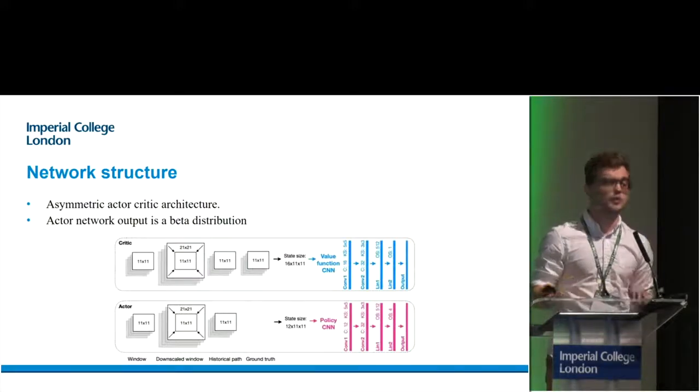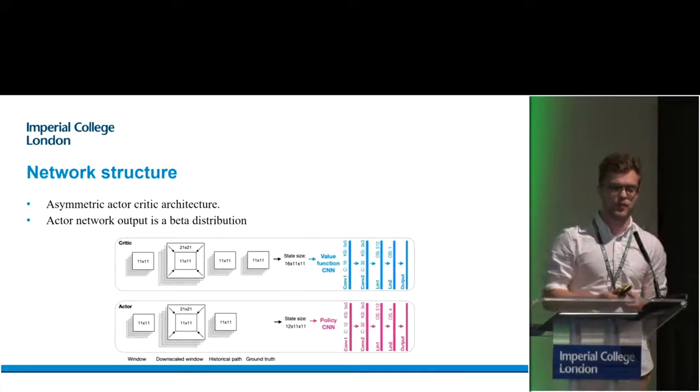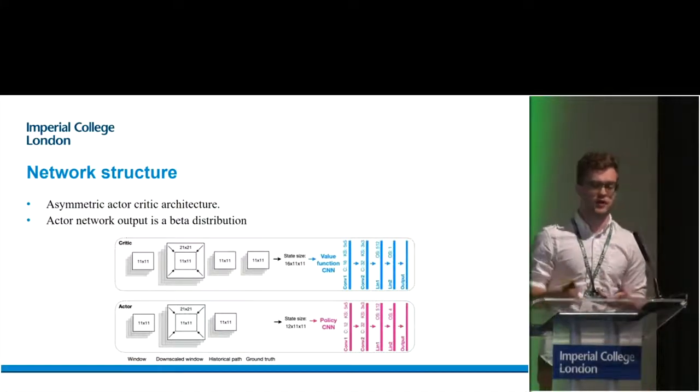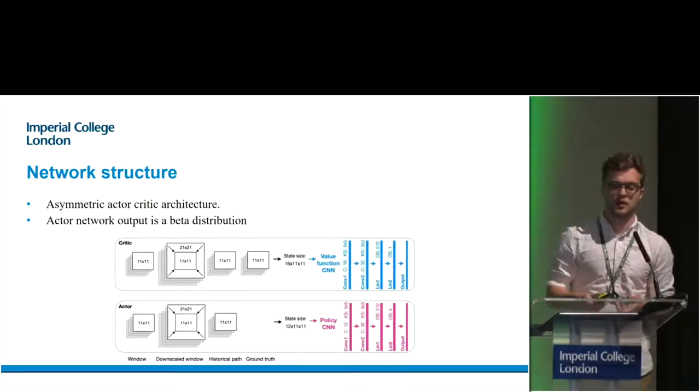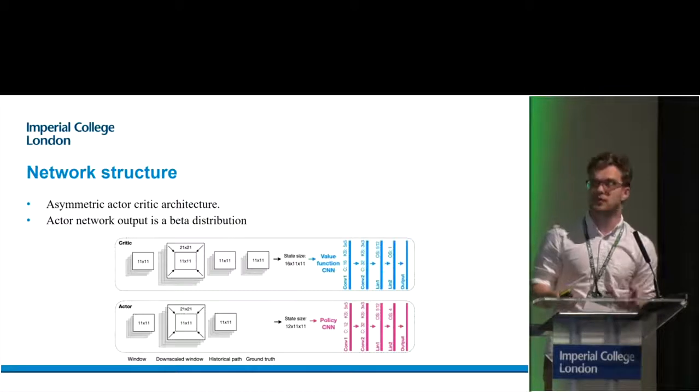And the outputs of this network are two values corresponding to a beta distribution from which we sample the agent's actions. And the value of the states is evaluated by the critic network. This, as you can see, gets an extra input, which is the centerline image of the axon. And this allows it to evaluate the performance of the actor.